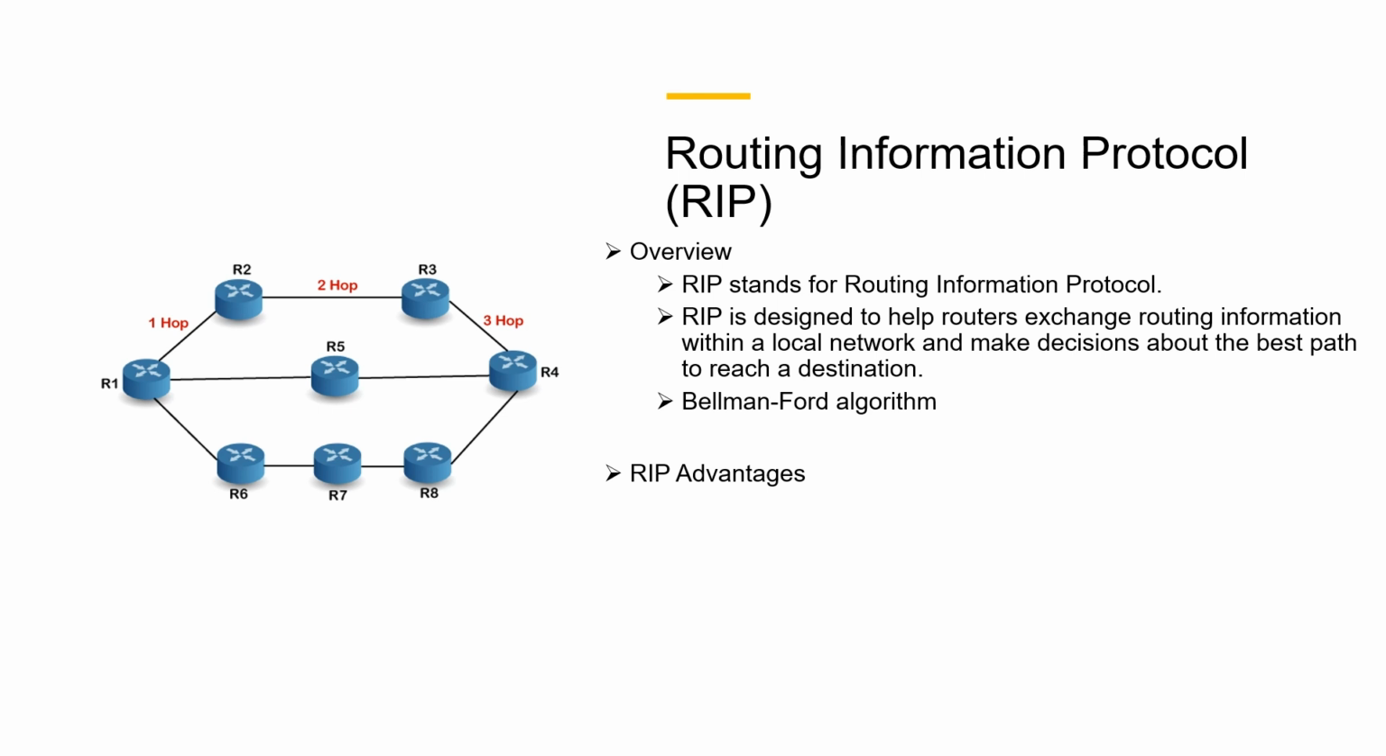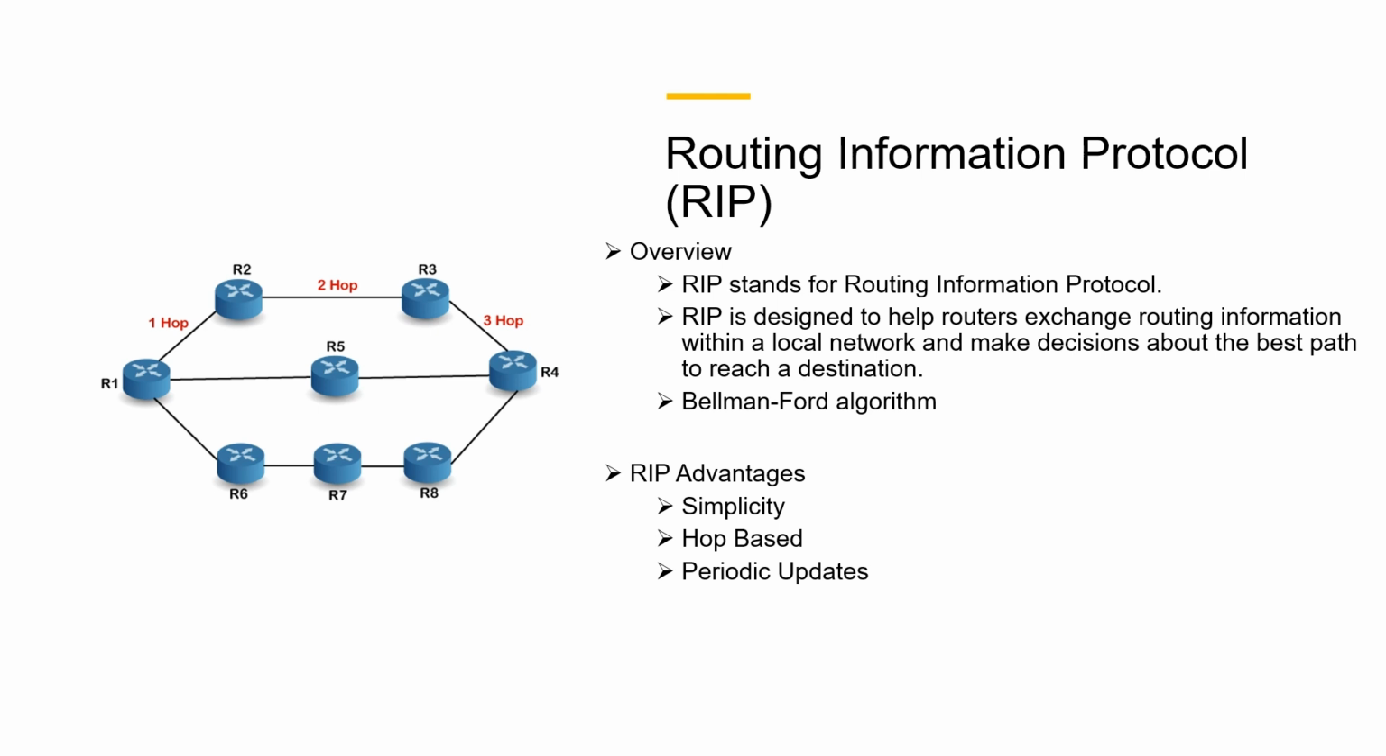RIP advantages are: 1. Simplicity. RIP is easy to configure and manage, making it suitable for small to medium-sized networks. 2. Hop-based. RIP uses a simple metric called hop count, representing the number of routers a packet must traverse to reach its destination. Each hop adds 1 to the count. 3. Periodic updates. RIP routers exchange routing information regularly at fixed intervals, default 30 seconds, ensuring that the network topology is up to date.